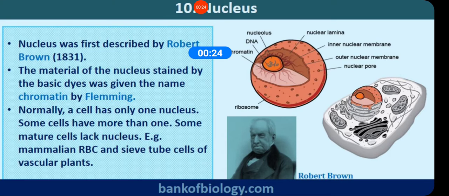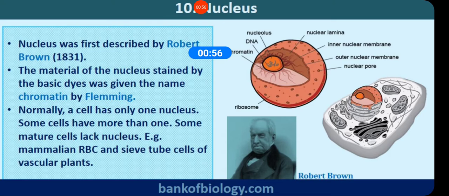The material of the nucleus stained by a basic dye was given the name chromatin by Fleming. Fine. So when the material of the nucleus was stained with the basic dye, the material which was seen inside the nucleus was named chromatin. It is the largest cell organelle, also known as the brain of the cell.